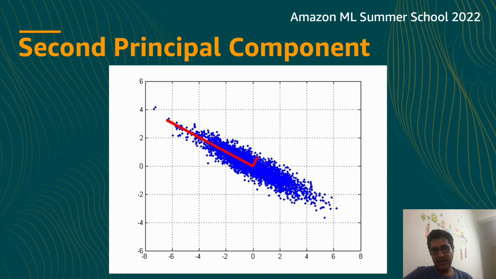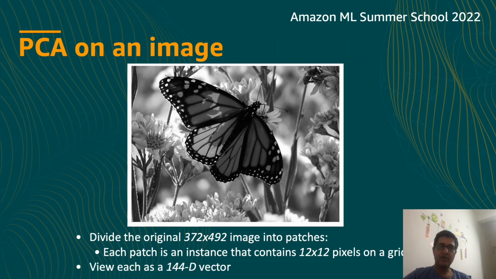Next we will look at how PCA carried out on an image looks, as in how much compression of a particular signal can be carried out. Think about it this way: let us say you have been given an image of this nature. You have this beautiful image of a butterfly which is 372 by 492 pixels. That's the original image.